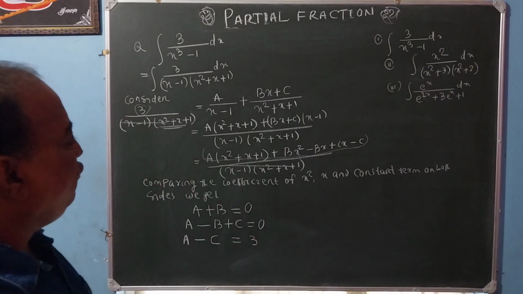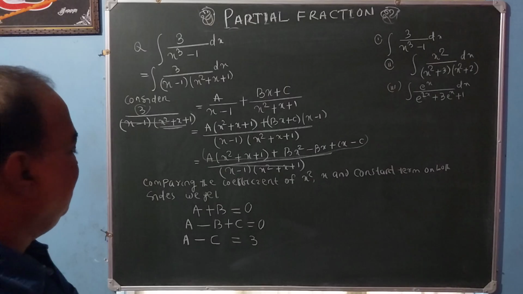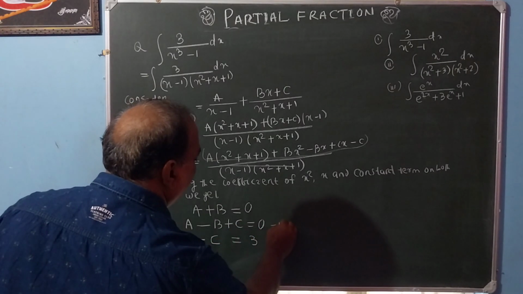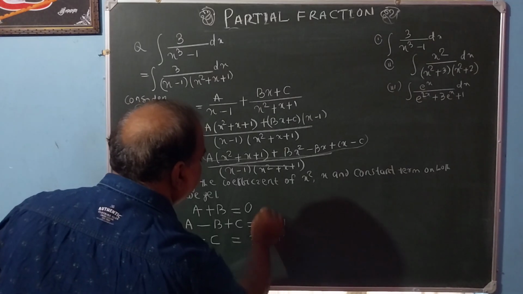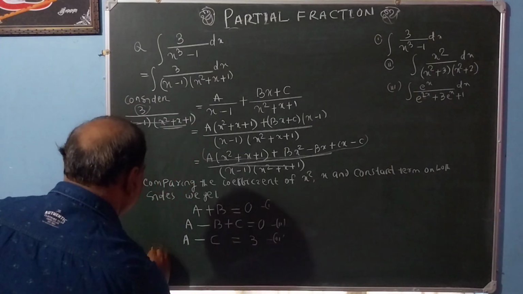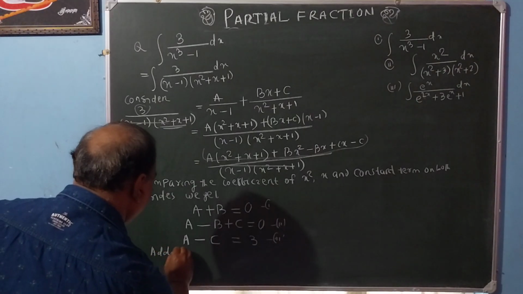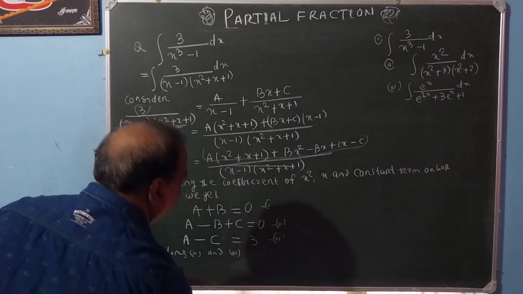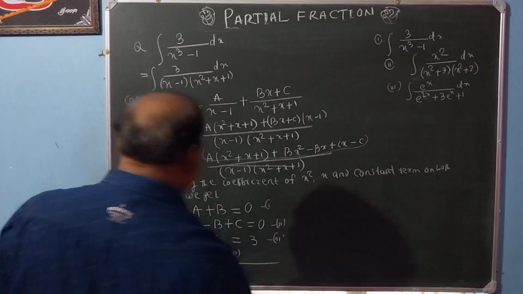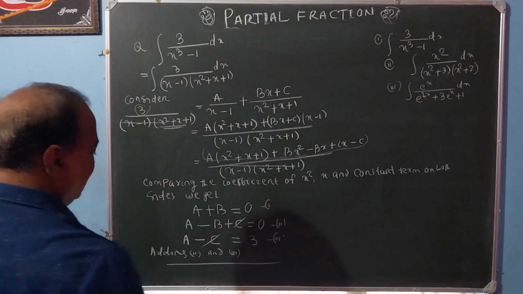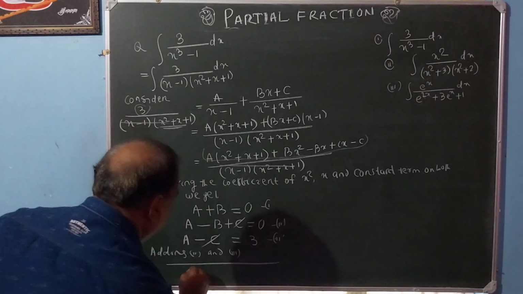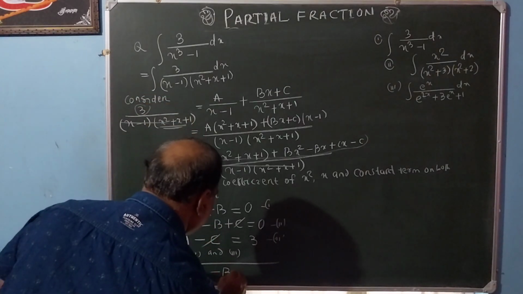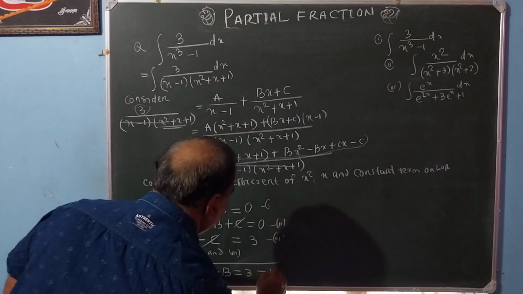Our aim is to find the values of a, b, c. First of all, we have to eliminate c. Adding equations 2 and 3, minus c plus c cancels. A plus a is 2a, and here it is minus b, equal to 3. So this is one equation.